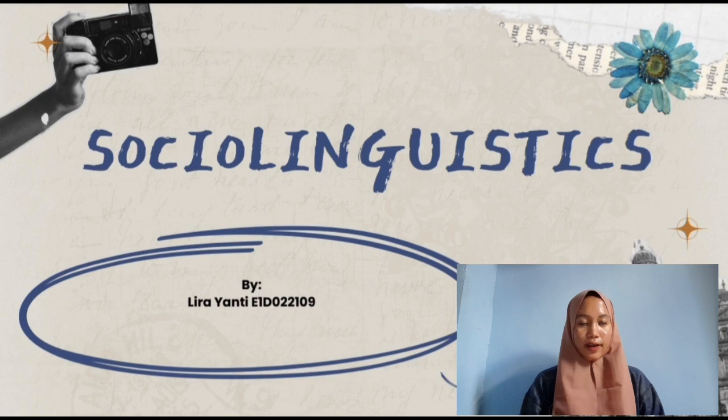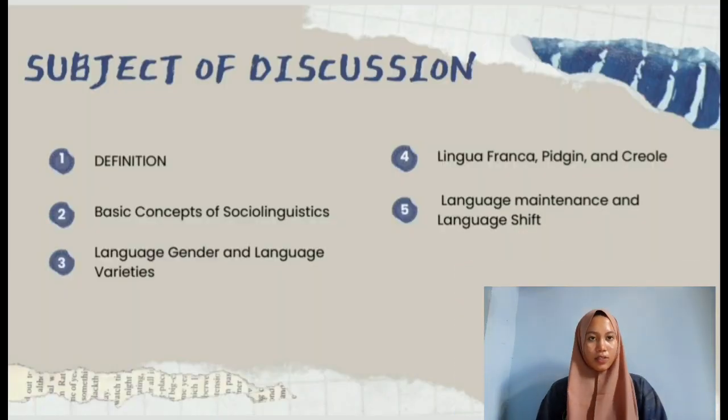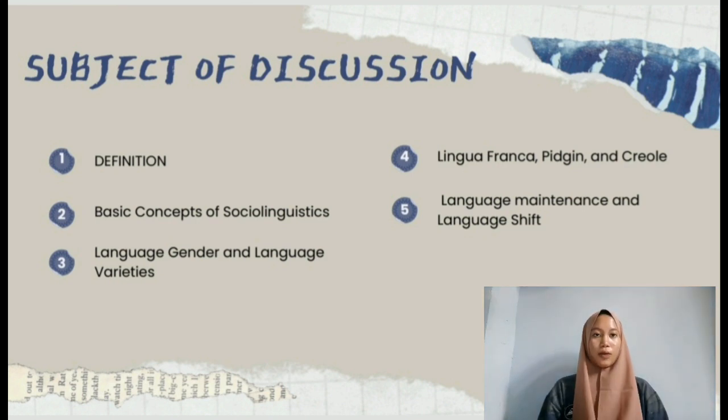In this video, I will explain about social linguistics. So, here are the subjects of discussion that I will discuss in this video. The first one is the definition of social linguistics. The second one is the basic concepts of social linguistics. The third one is language, gender, and language varieties. The fourth one is lingua franca, pidgin, and Creole. And the last one is language maintenance and language shift.